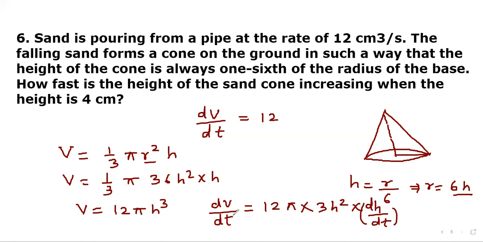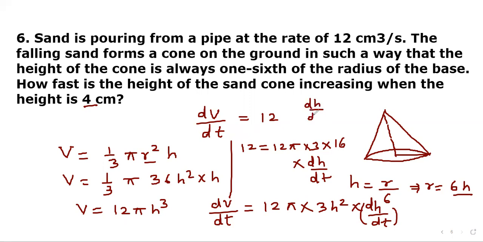We can put the values: dV by dt is given as 12. So 12 equal to 12 pi into 3 into h square, where h is given as 4. So 4 square, 16, times dh upon dt, and finally we can get dh upon dt equal to 12 divided by 12 into 3 into 16 pi, and the unit will be centimeter per second. This can be simplified.